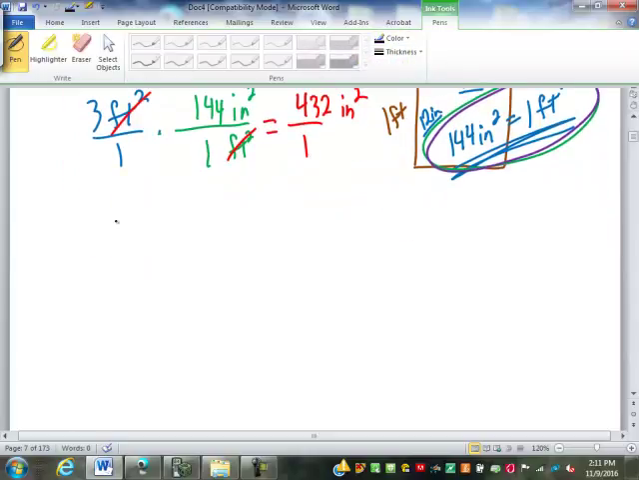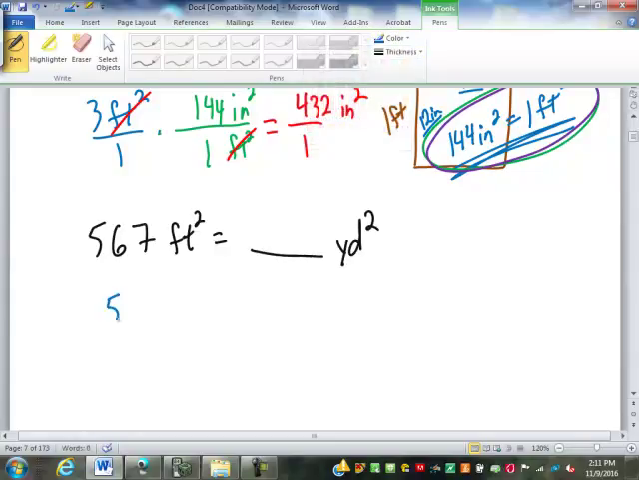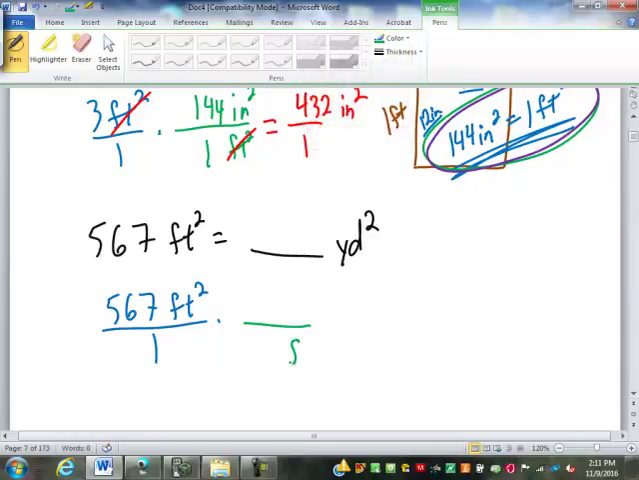So, with that in mind then, 567 square feet is how many square yards? Well, obviously we've got square feet over 1, and in our conversion factor, square feet are going to go on the bottom and square yards on top.